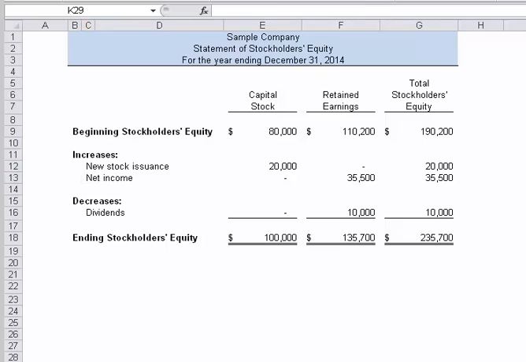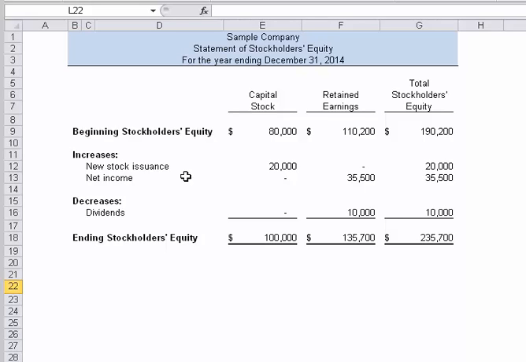The statement of stockholders' equity is really a reconciliation report. At least that's how I see it. We start off with a beginning balance. We figure out what increased, what decreased to compute an ending balance. Now, in our little sample company, we only have two components. We have capital stock and retained earnings. Okay, so we list capital stock, the beginning number, retained earnings, the beginning number, and then we add them together to come up with total stockholders' equity. Next, we show what increased stockholders' equity.